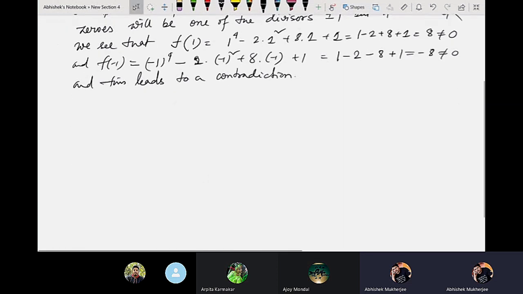Now we shall move on to another famous theorem which was due to Eisenstein, and it has been named Eisenstein criteria for irreducibility over the field of rationals. Although this theorem can be extended to any quotient field of an integral domain.